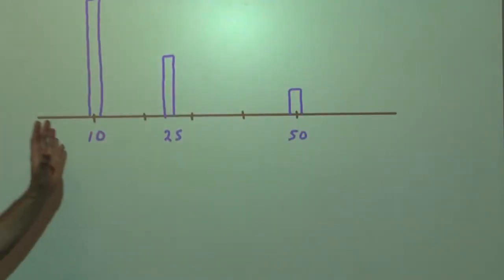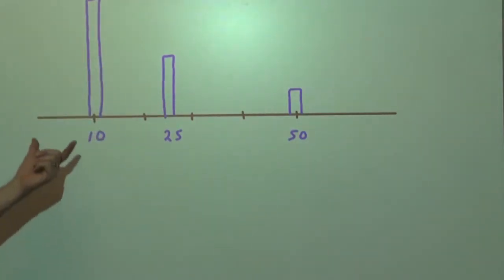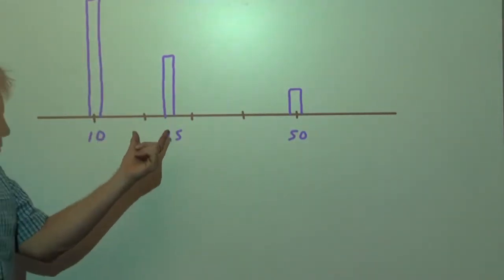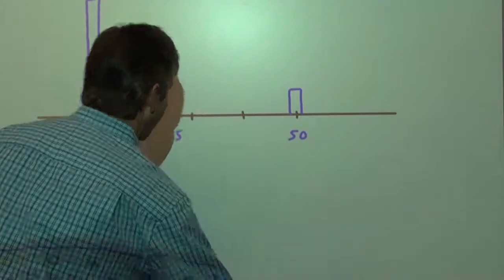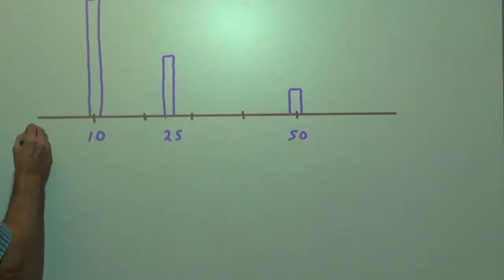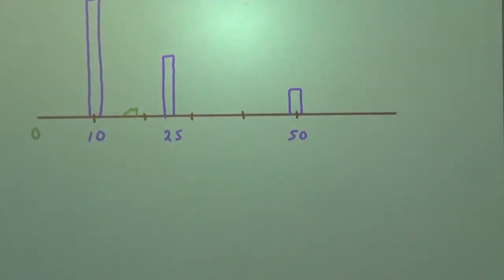Well, let's look at this on a number line. The results that we're going to get when we spin, we're going to get 10s more often than not, and then 25s and the occasional 50. And the mean average is right here at 18.5. If this is 0, 10, 20, 18.5, there's our mean average right there. Now let's think about this for a moment.